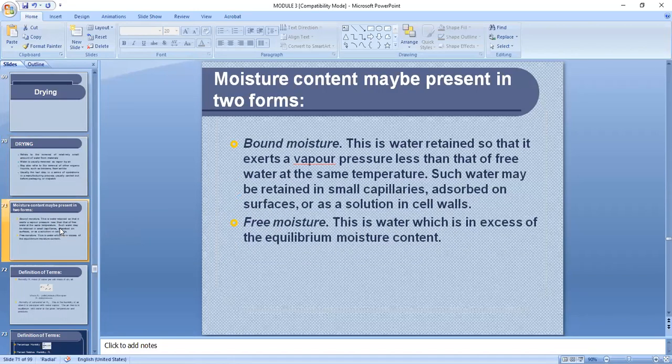So in terms of the moisture content that may be present in the material, it can be in the form of bound moisture or free moisture. The bound moisture is the water retained so that it exerts a vapor pressure less than that of free water at the same temperature. Now, this particular moisture may be retained in small capillaries, adsorbed on surfaces, or as a solution in cell walls of materials. The free moisture is the water which is in excess of the equilibrium moisture content.